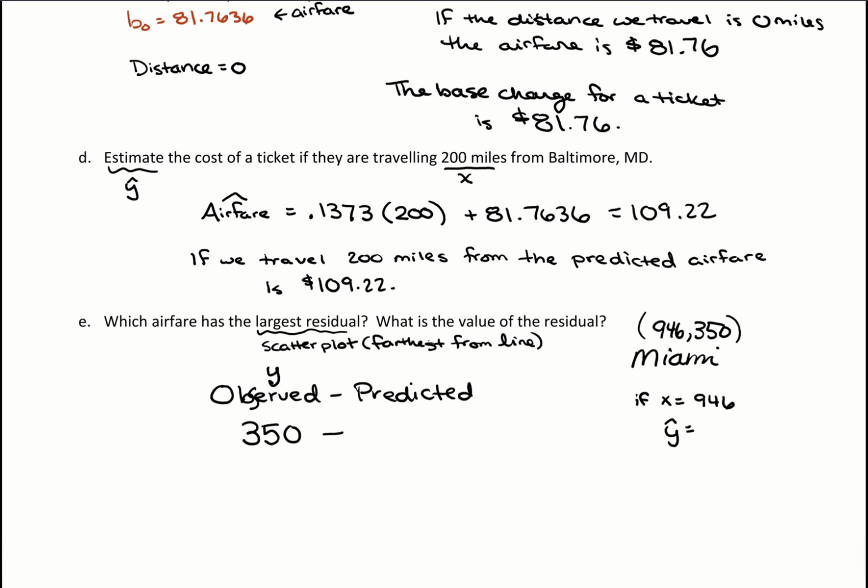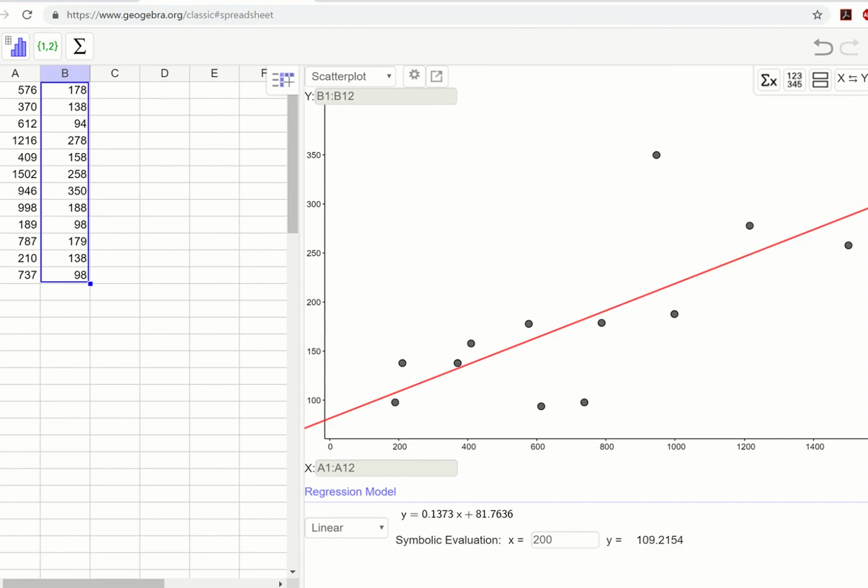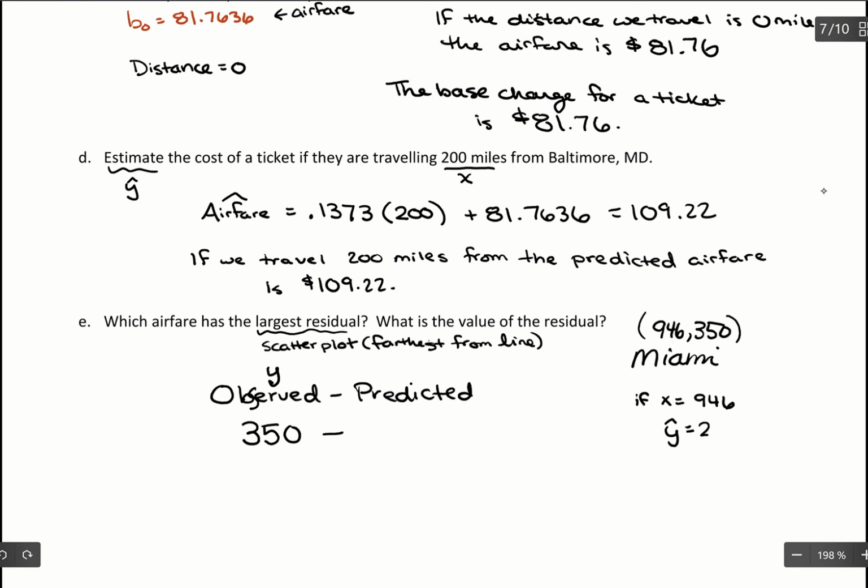So with that, what we could do is in GeoGebra, go to that symbolic evaluation and say, what if we were traveling 946 miles? And that's saying our airfare should be about 211.61. So for our predicted value, we want to use this 211.61. So our residual is going to be 138.39.